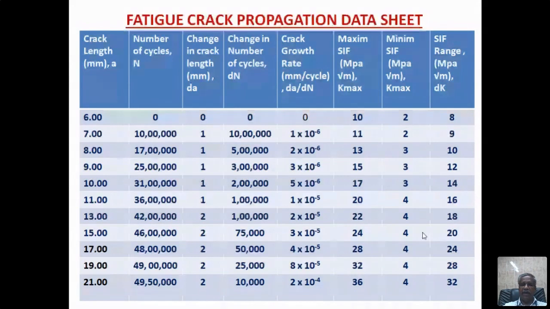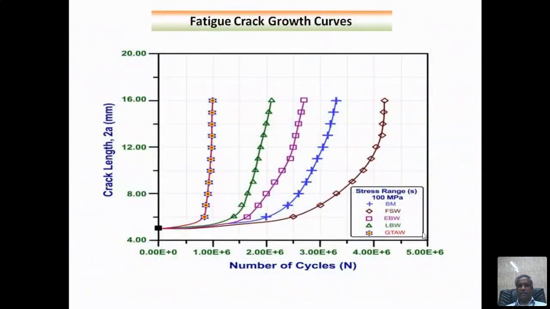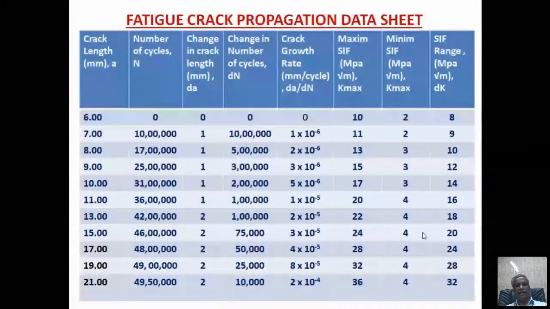So now you have to relate them and draw a graph between dA by dN, the fifth column, versus the eighth column. You forget about the other columns now. The fifth column is dA by dN, the crack growth rate, and the last column is the stress intensity factor range. Using this, you have to draw a graph. Before drawing this, if you see here, this is drawn between crack length versus number of cycles.